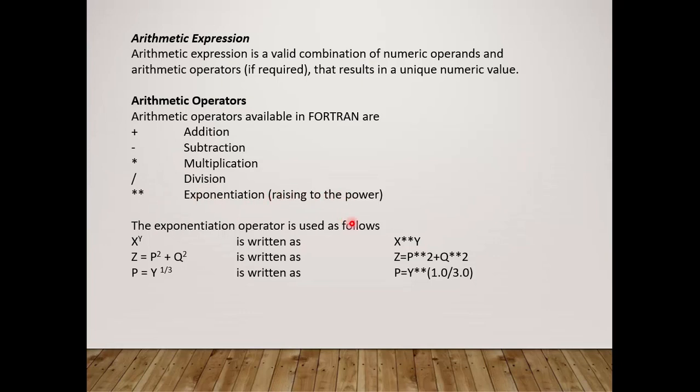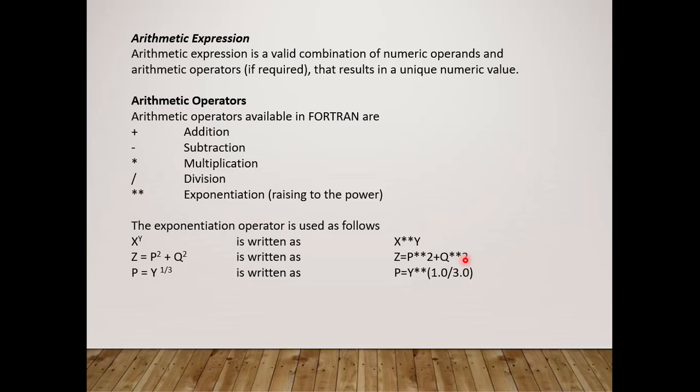If you look at the example here, suppose you want to write x raised to the power y, we have to use the exponential double star, so x double star y. Similarly, z equals p square plus q square, where z will be equal to p double star 2 plus q double star 2. So this is how an arithmetic expression is to be used.